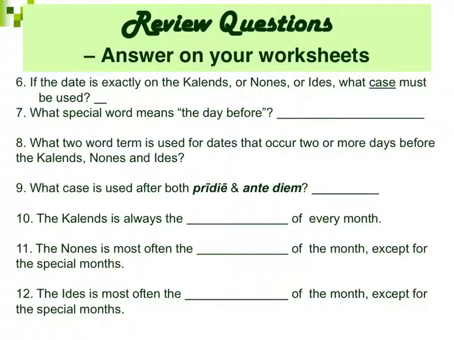Number 6, if the date is exactly on the Kalends or Nones or Ides, what case must be used? Number 7, what special word means the day before? Number 8, what two-word term is used for dates that occur 2 or more days before the Kalends, Nones, and Ides? Number 9, what case is used after both pridie and ante diem? Number 10, the Kalends is always the blank of every month. 11, the Nones is most often the blank of the month, except for the 4 special months. Number 12, the Ides is most often the blank of the month, except for the what special months.